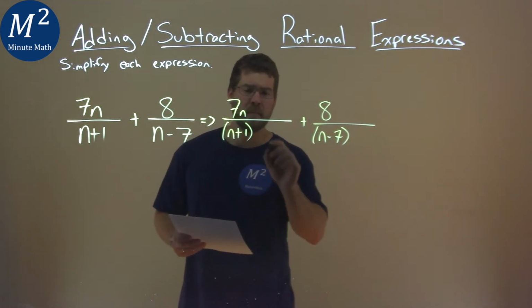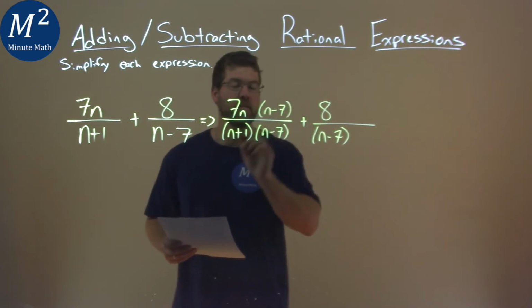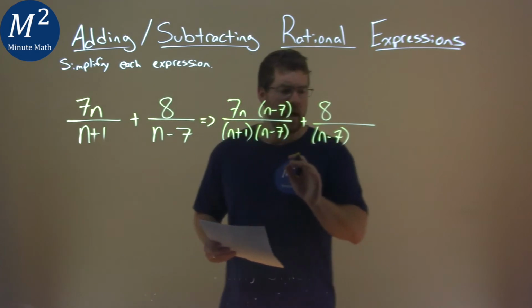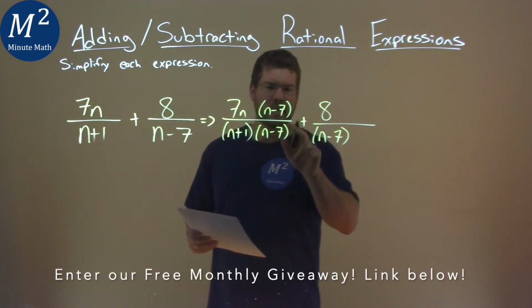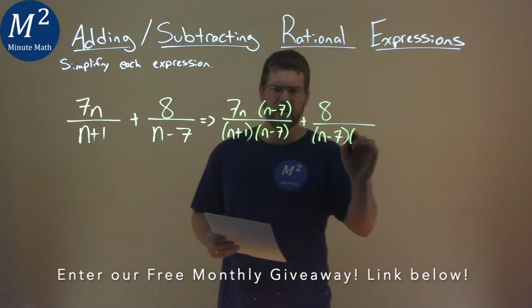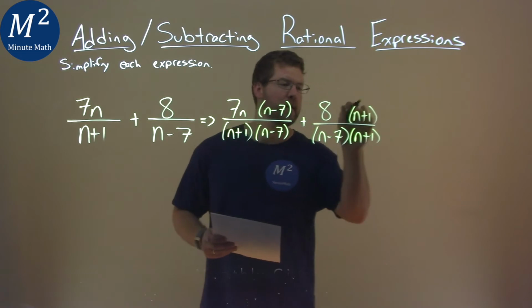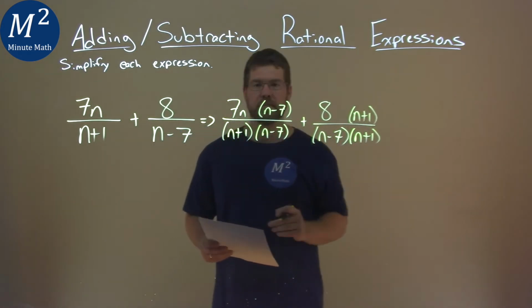So I'm going to take that denominator, the n minus 7 here, and I'm going to put it over itself. Well, why? n minus 7 over n minus 7 is equal to 1. They cancel each other out. It doesn't change anything. n plus 1 here, I'm going to do the same thing. Same denominator here over itself.